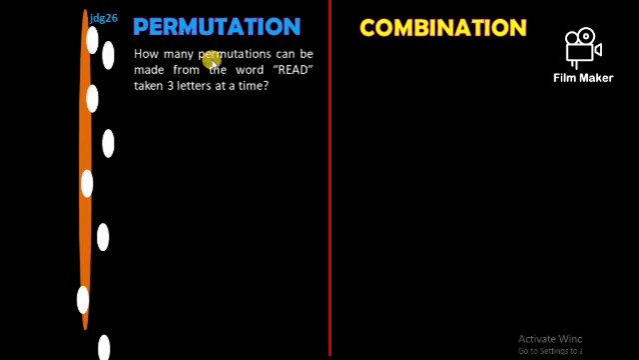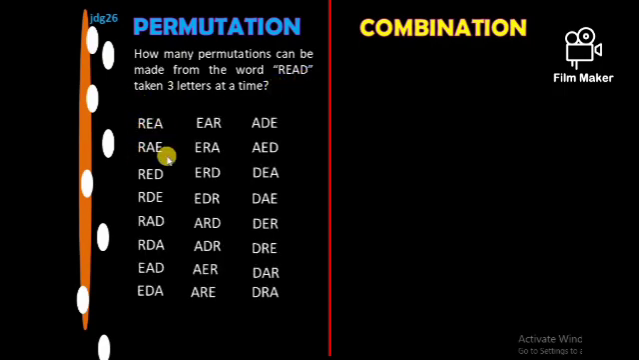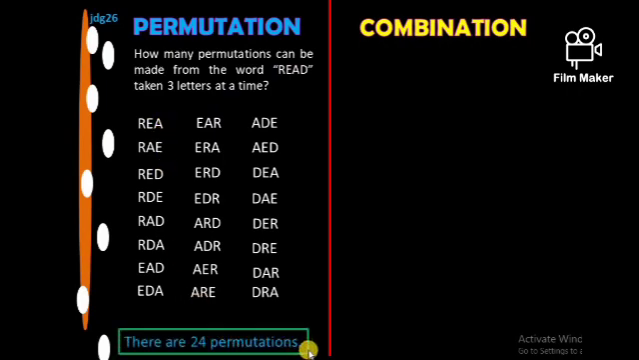Compare natin ngayon kung ano ang permutation at ang combination. Let us try to answer this problem. How many permutations can be made from the word read, R-E-A-D, taken 3 letters at a time? So let us try to list down the words na may 3 letters na nanggaling sa word na read. So we have R-E-A, R-E-E, R-E-D, R-D-E, R-A-D, R-D-A, E-A-D, E-D-A, and so on. So ito na lahat. So kung bibilangin natin lahat ng mga words na mapoform na may 3 letters galing sa word na read, meron tayong 24 permutations.